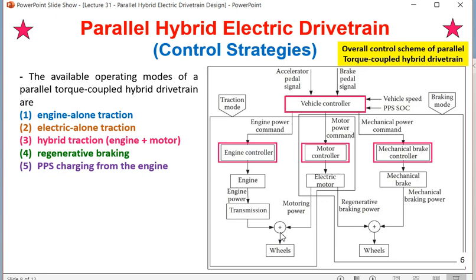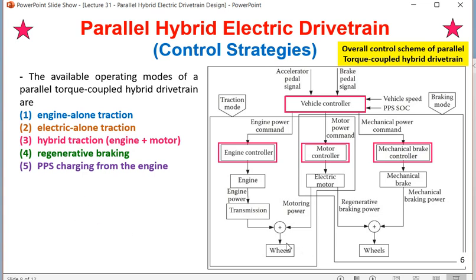Third mode is hybrid. An engine controller and motor controller together, they decide how much power will be produced by whom. Their power is getting added, and wheel is actually in a slope or very highly accelerating mode, but that also can be supplied by the third mode, that is hybrid traction or engine plus motor mode.